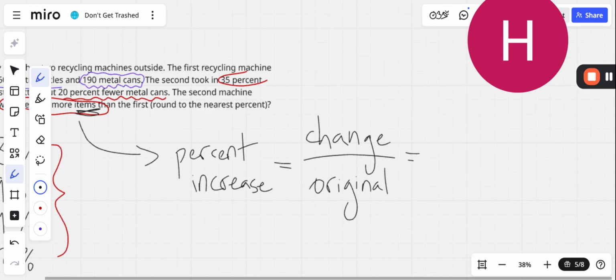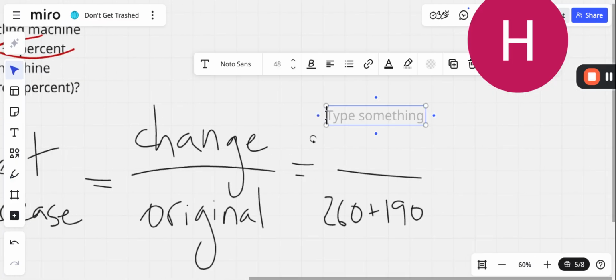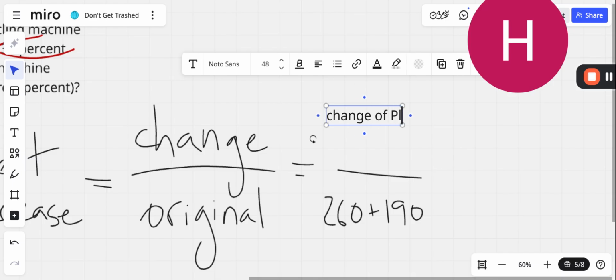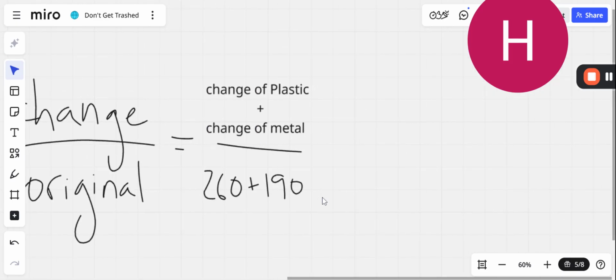The original is simply going to be 260 plus 190. That's the total amount of items that the first machine recycled. But the change is going to be broken down into two categories. We have change of plastic plus change of metal. So all of that together is going to be added.